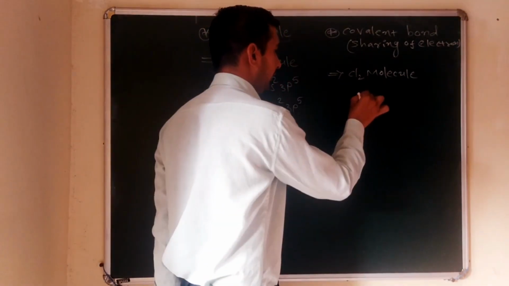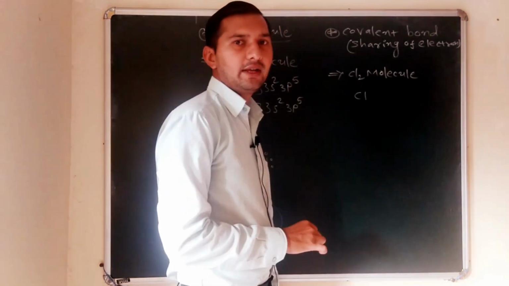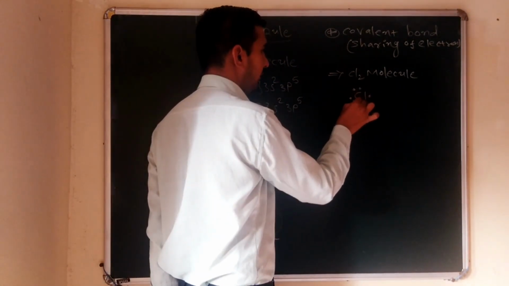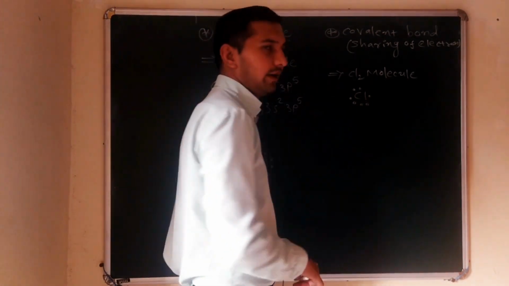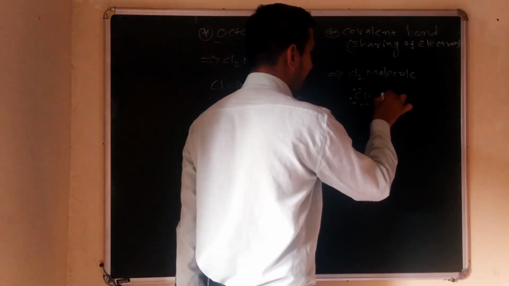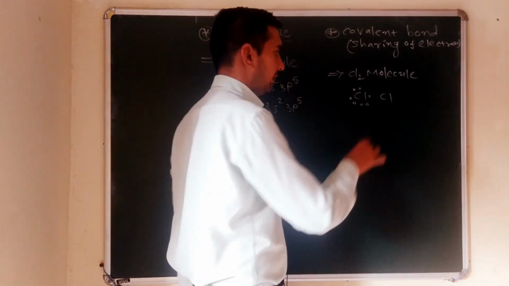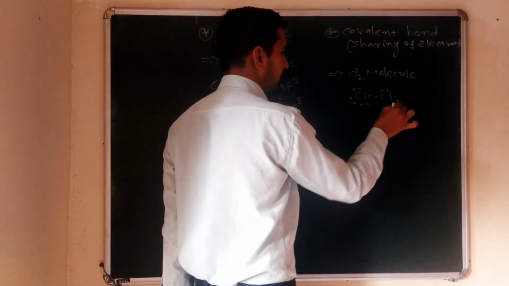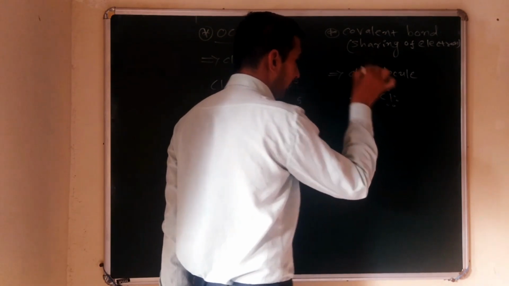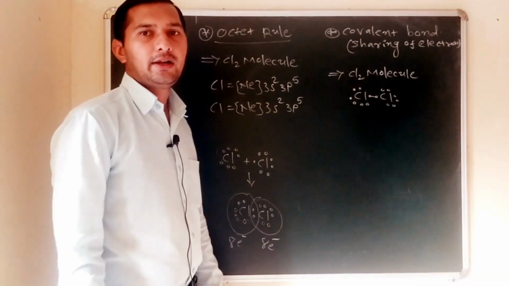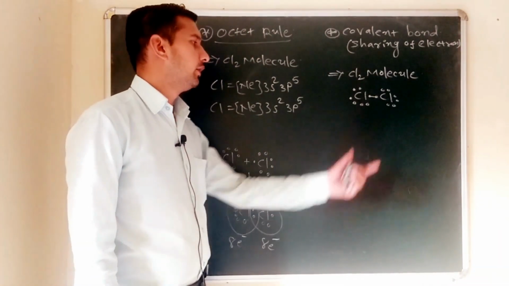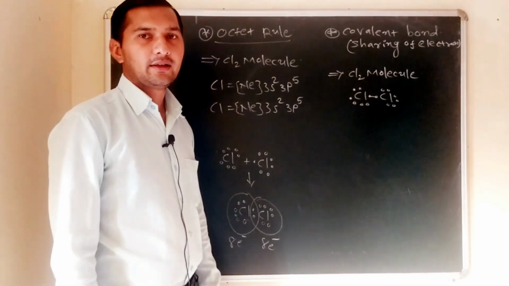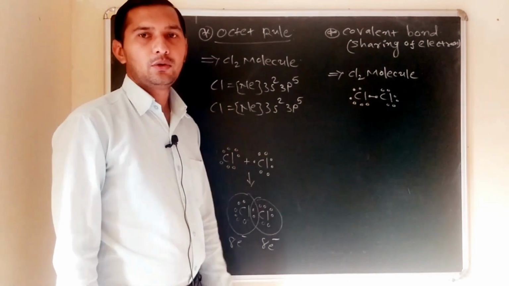Cl2 molecule. Here chlorine has 7 valence electrons: 1, 2, 3, 4, 5, 6 and 7. Another chlorine atom also has 7 valence electrons: 1, 2, 3, 4, 5, 6 and 7. So one shared pair of electrons is found between the two chlorine atoms. So we can say a single covalent bond is found in the Cl2 molecule.